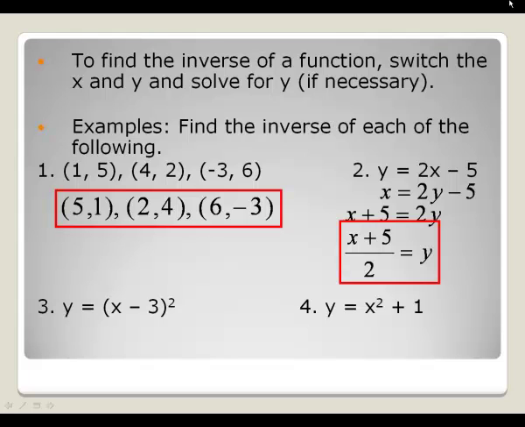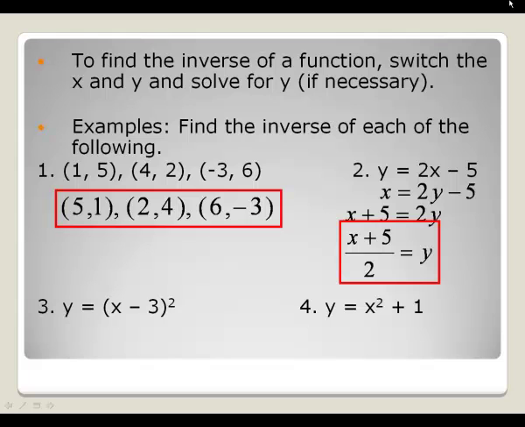This is known as the inverse of our original equation. It would be its reflection over the line y equals x. If we folded the original line and this one over that dotted diagonal line, then you would see they would fold on top of each other. Try number 3 and 4.